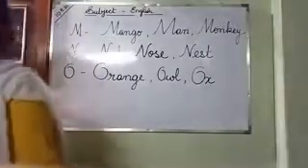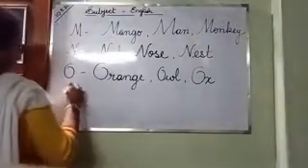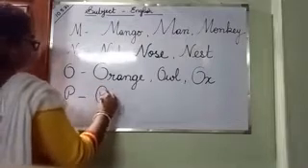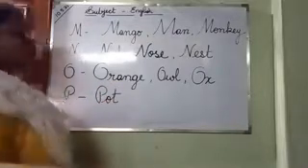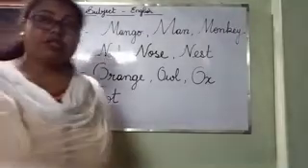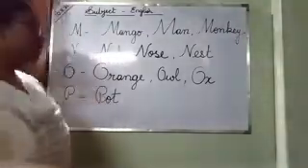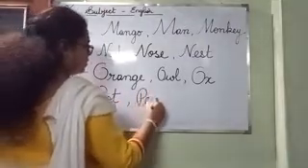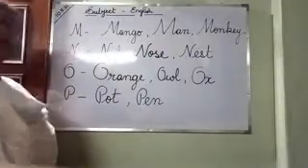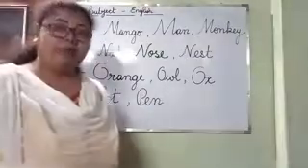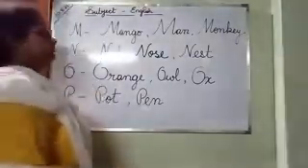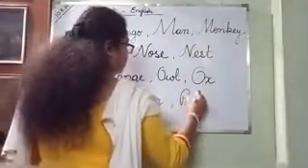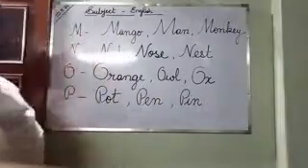Okay? Then P. P for pot. P-O-T, pot. Next, P-E-N, pen. What we can say? Next, P-I-N, pin. Understand?